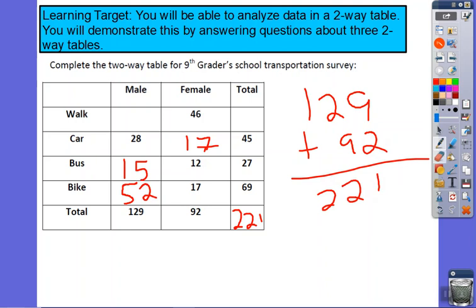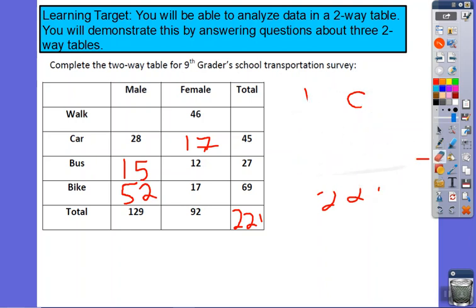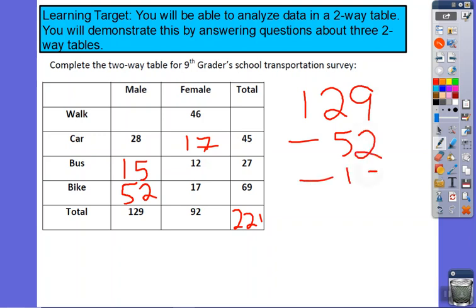Okay, so now somehow I need to get this top up here for figuring out how many people walk. So what I'm going to do is go backwards. I'm going to have my 129 total males. I'm going to take away the 52 that bike. I'm going to take away the 15 that ride the bus. And I'm going to take away the 28 that are driving in a car. I'm just going to my calculator to get this done nice and fast. And that answer is 34.